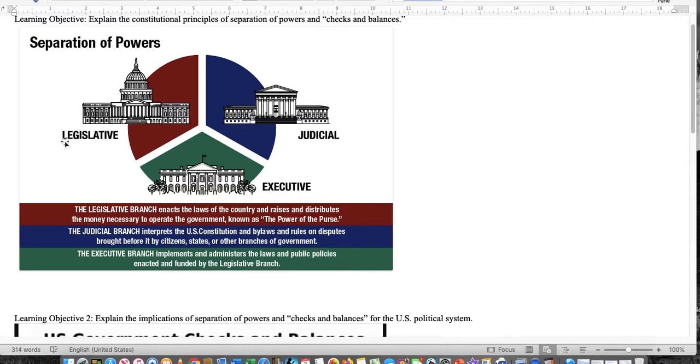So the L in legislative stands for making laws, the E in executive stands for enforcing those laws, and the J in judicial stands for interpreting, but we said judging those laws too. So take the small clues that they give you and work with that.